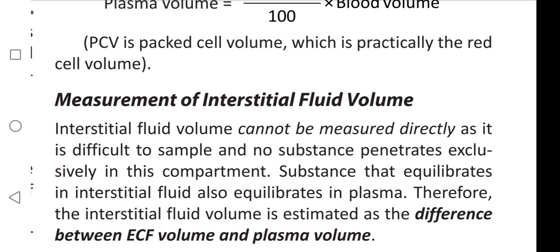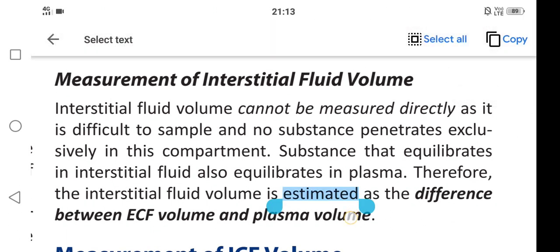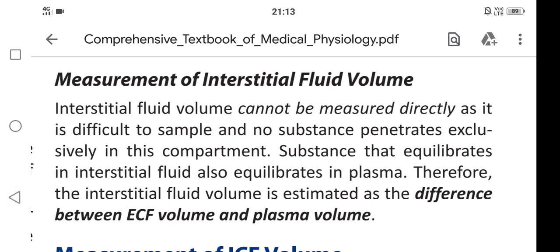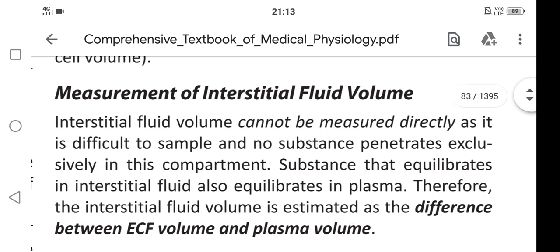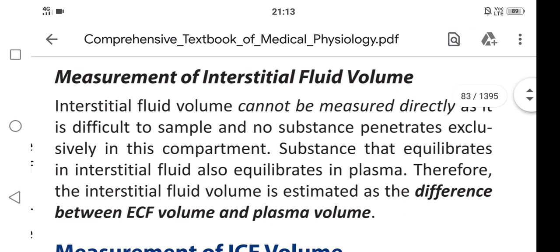Measurement of interstitial fluid volume. Interstitial fluid volume can't be measured directly as it is difficult to sample and no substance penetrates exclusively in this compartment. A substance that equilibrates in interstitial fluid also equilibrates in plasma. Therefore, the interstitial fluid volume is estimated as the difference between extracellular fluid volume and plasma volume.